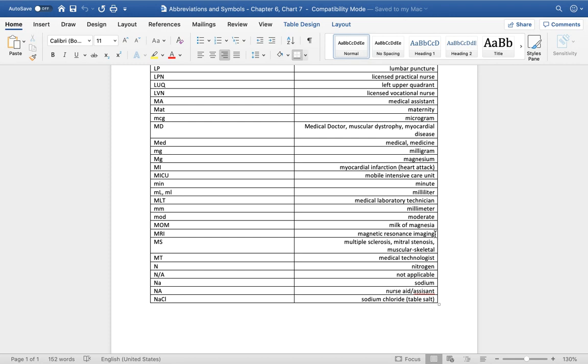MRI, I have a video on that. It's a form of imaging, so we can see what's inside. MS: I posted a video on multiple sclerosis and mitral stenosis, but MS can also mean musculoskeletal, meaning the muscular skeletal systems, because your muscles and your bones work hand in hand in order to provide structure, support, and allow your body to move.